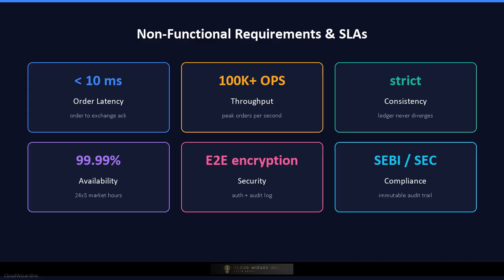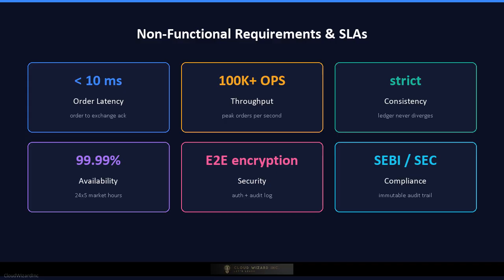Consistency is non-negotiable. The ledger and the order book must never disagree on a user's available cash or position. The system must be highly available with a target of 99.99% uptime, but note that availability cannot come at the cost of consistency for financial transactions.